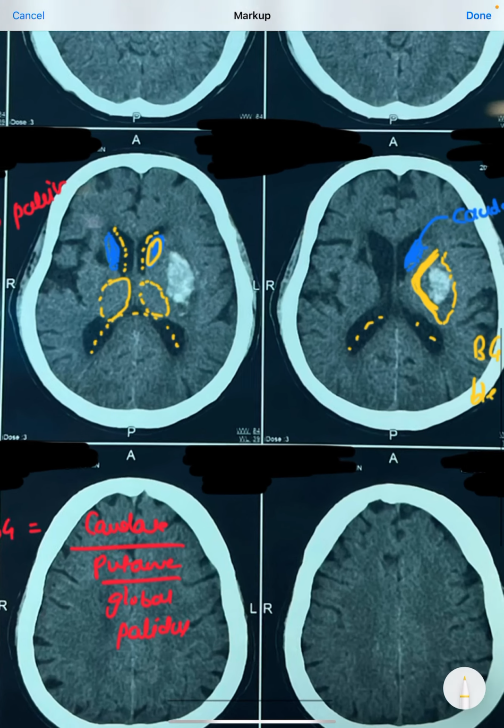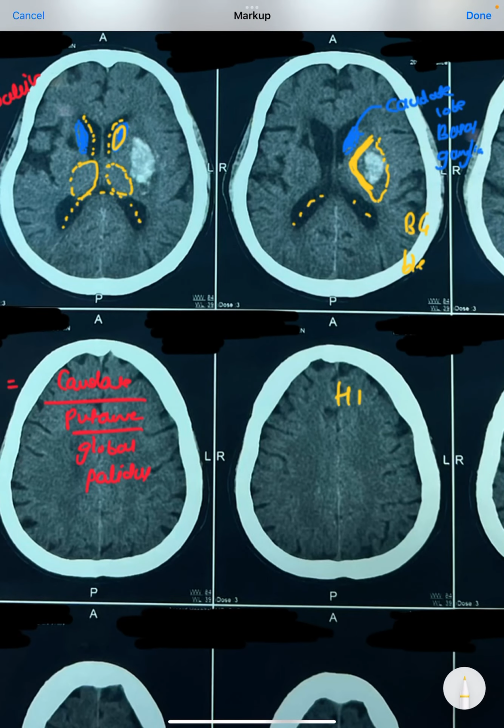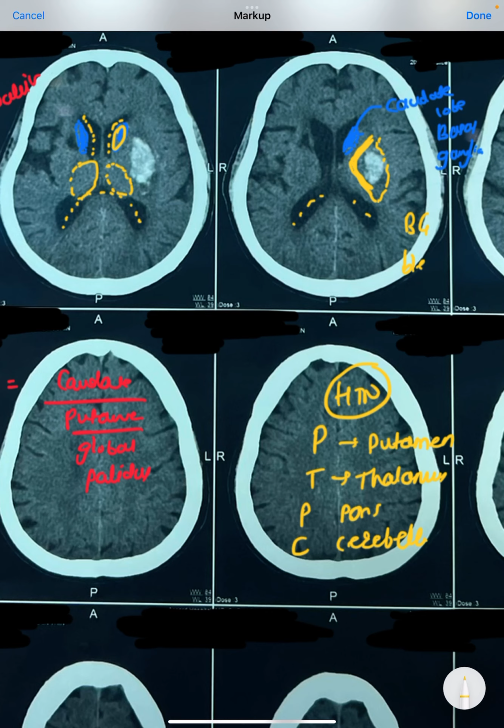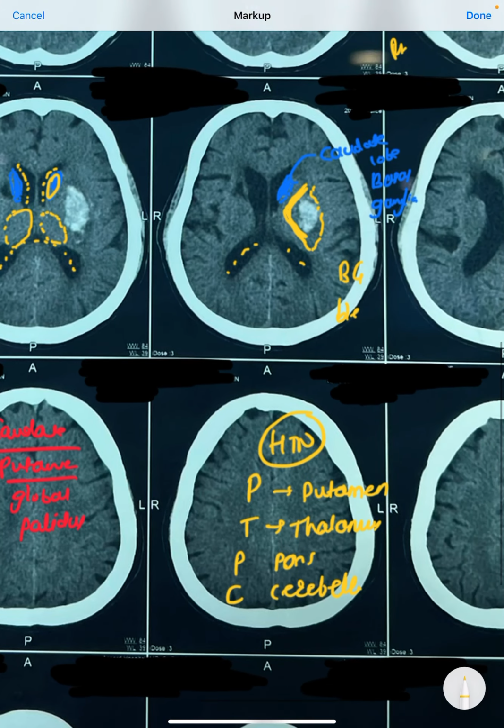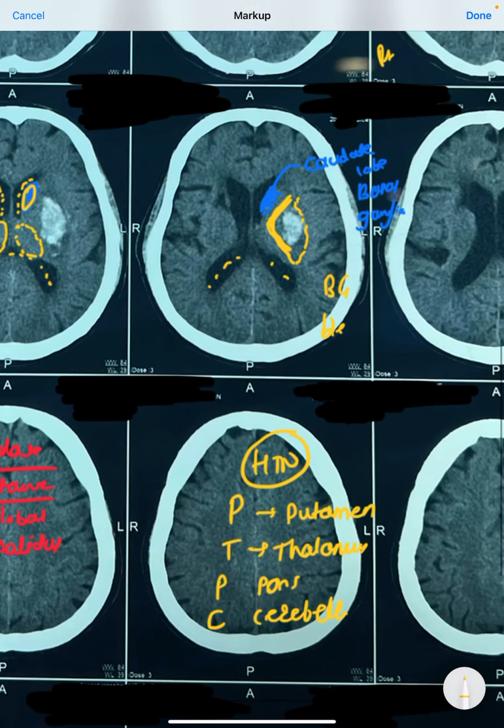We must know the PTPC mnemonic for hypertension: the putamen is the most common site for hypertensive bleed, followed by the thalamus, followed by the pons, followed by the cerebellum. So this is a typical hypertensive bleed, or intracranial hemorrhage in the putamen, because of uncontrolled hypertension.